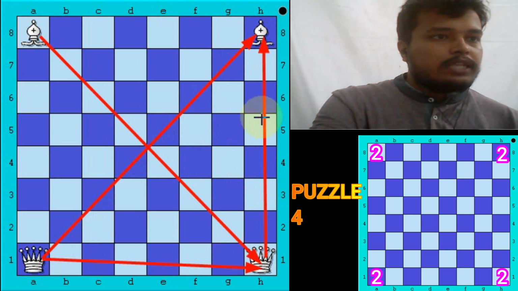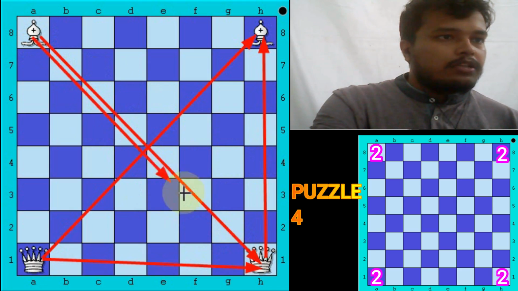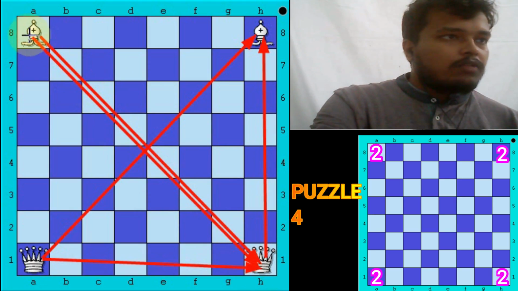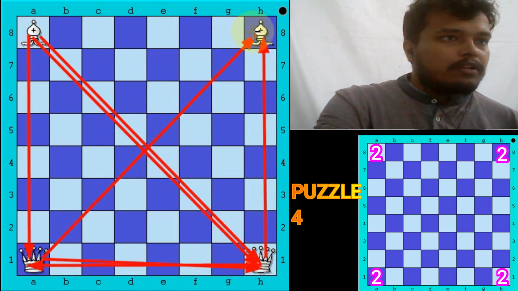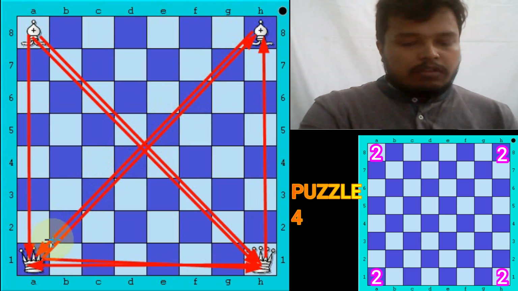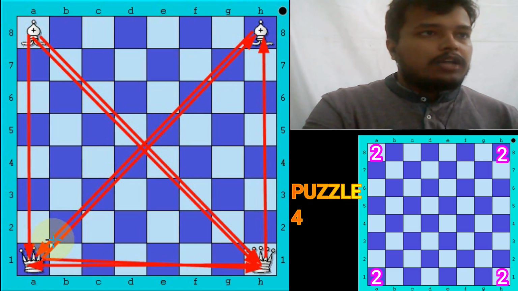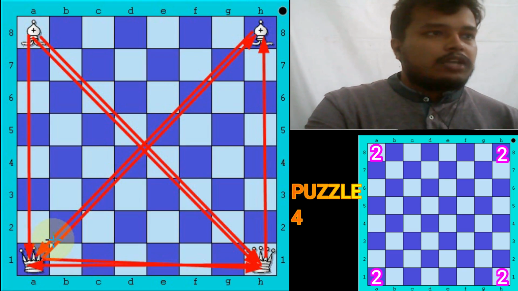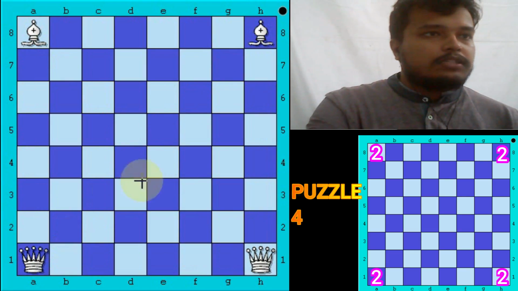So here the count is 2. h8 and h1 are 2, and the a8 square is attacked by the queen. So here one count is there, and a8 is attacked by the queen, so this is the second count, and h8 and a8 are done. Now the h1 square queen attacks the a1, and the bishop on the h8 attacks the a1 square. So this is another solution for that puzzle, which attacks all the 4 corners twice.